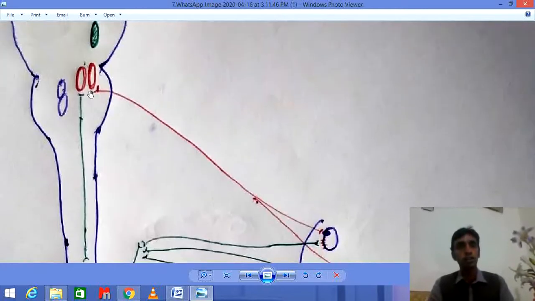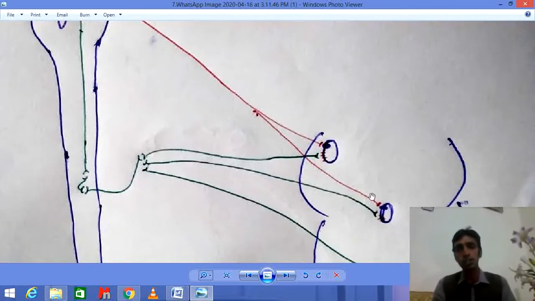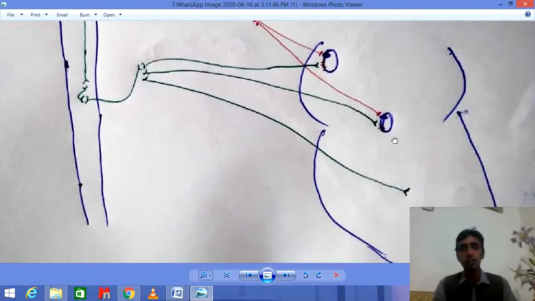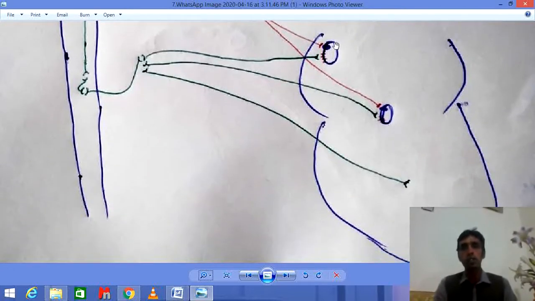So by transmitting the signal towards the CIC, it transmits the signal towards the M2 receptor of the SA node and M2 receptor of the AV node. And so it decreases the signal generation of the SA node and AV node. So when it decreases the signal generation, the heart rate is decreased. Automatically the heart rate will be decreased. The heart rate depends upon the signal generation of SA node and AV node.